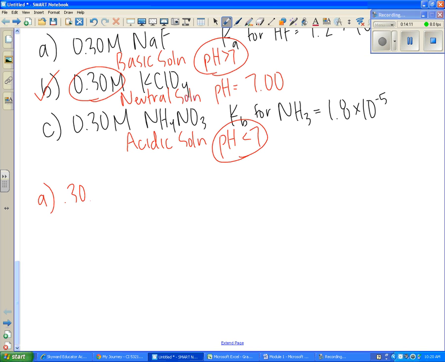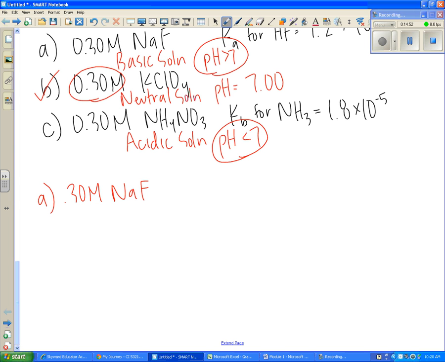We have a 0.30 molar sodium fluoride solution. So I take enough sodium fluoride, dissolve it in water, to make a 0.30 molar solution. Once I dissolve the sodium fluoride in water, what do I really have in water at that point? It's an ionic compound, so you have ions. What ions do I have? Sodium ions, and I have fluoride ions. So I have a solution of sodium ions and fluoride ions.